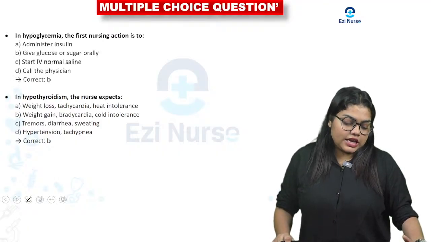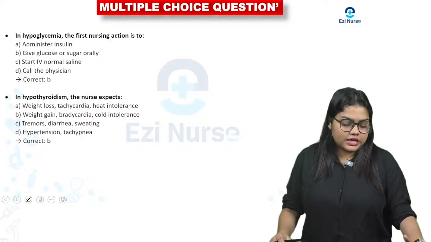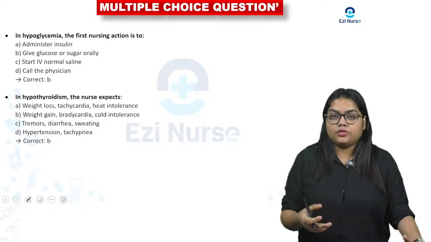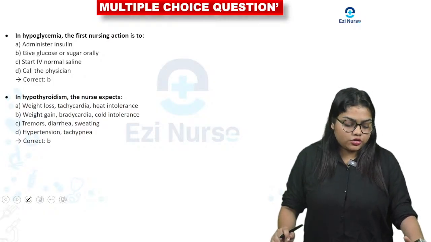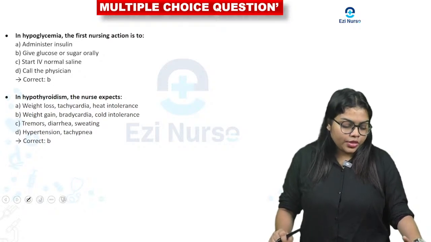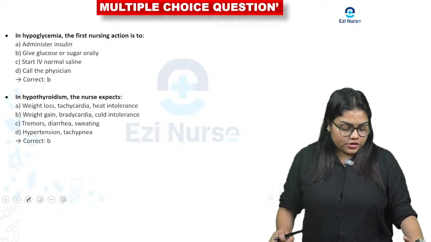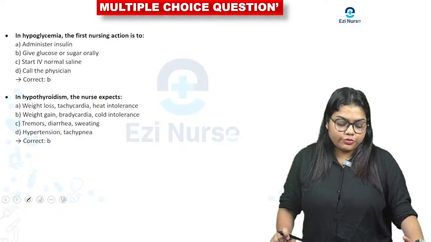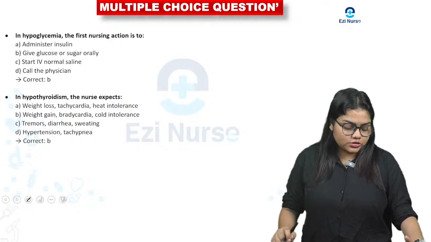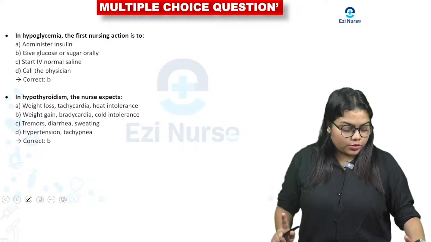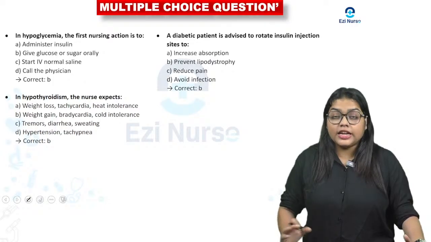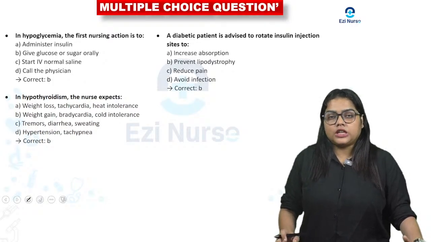The next question is, in hypoglycemia, what is the first nursing action? For a patient with low blood sugar, give glucose or sugar orally to increase the blood sugar level. In hypothyroidism, which signs should the nurse expect from the patient? The correct option is B, which is weight gain, bradycardia, and cold intolerance. Okay, she will be very sensitive to cold.